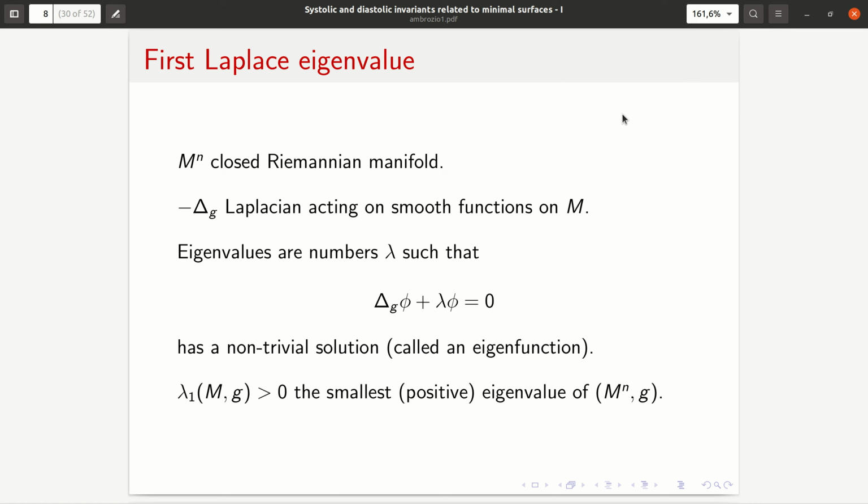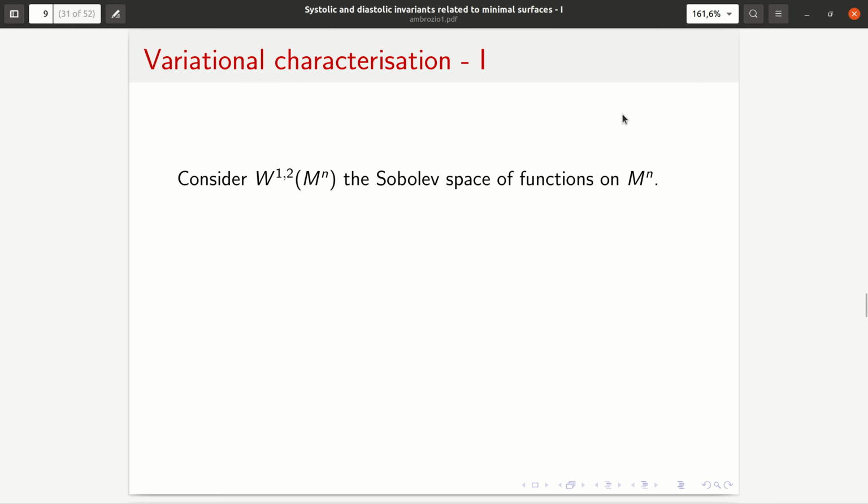So now let me describe how one can compute this lambda 1. On the Sobolev space W^{1,2} of functions on M^n, it makes sense to define the following functional. We can take a function in there, integrate the square norm of the gradient, and divide by the integral of the square of the function itself. So the variational characterization of lambda 1 is that lambda 1 is equal to the infimum of this functional among all W^{1,2} functions that are non-zero and integrate to 0.